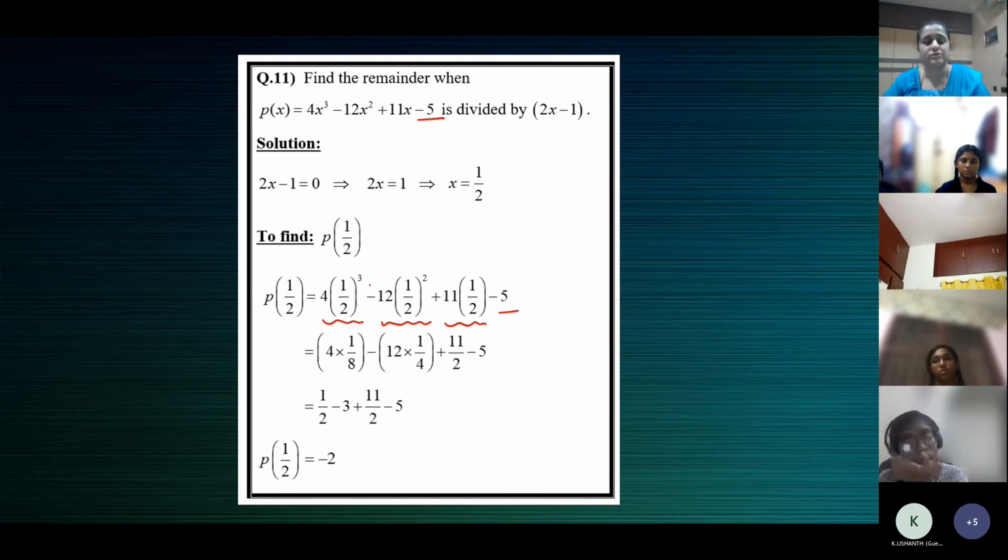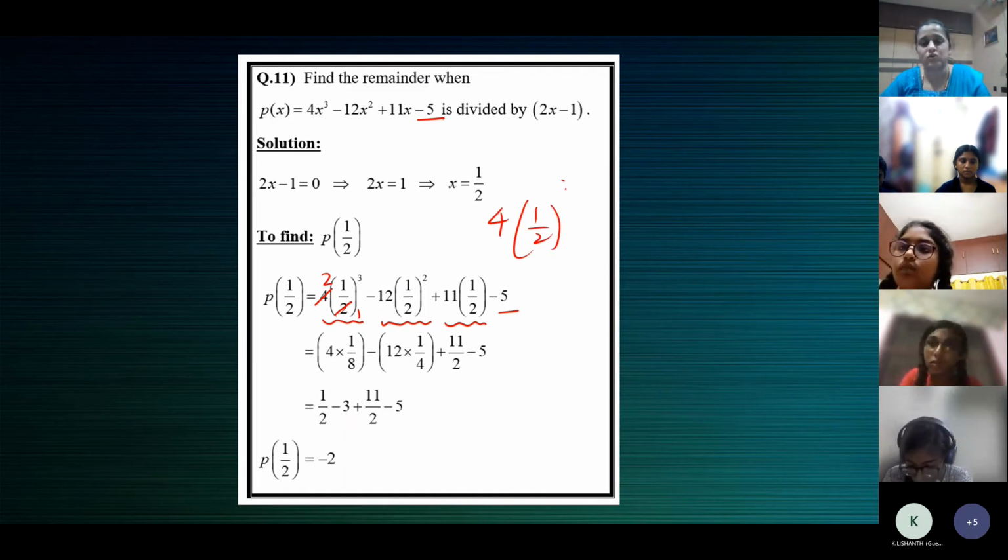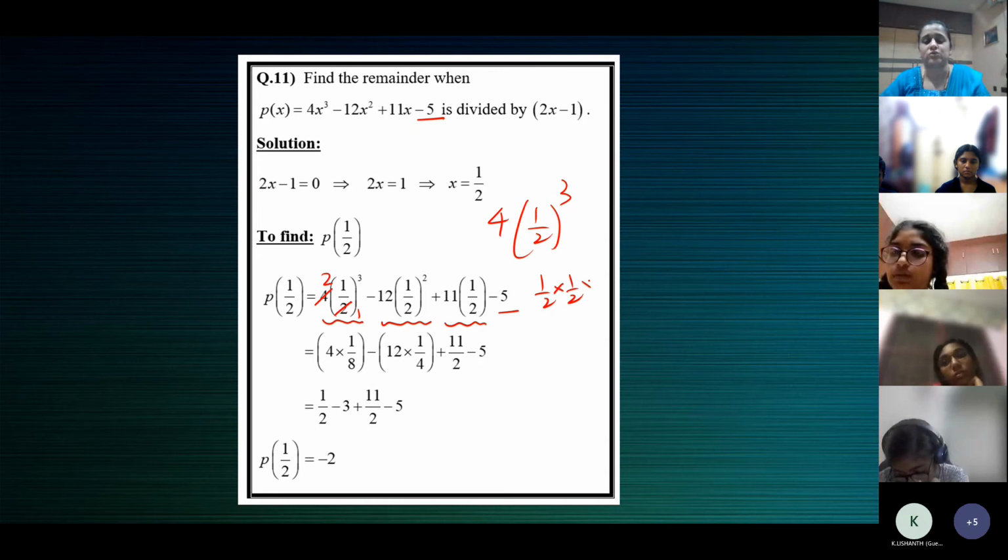(1/2) whole cubed. You cannot cancel. Some of us will think you can cancel the 2 ones or the 2 twos, but you cannot do that. 4 into (1/2) whole cubed. You must first perform (1/2) whole cubed. What is (1/2) whole cubed? (1/2) into (1/2) into (1/2), which is 1/8.